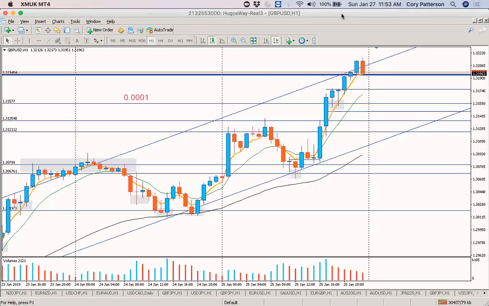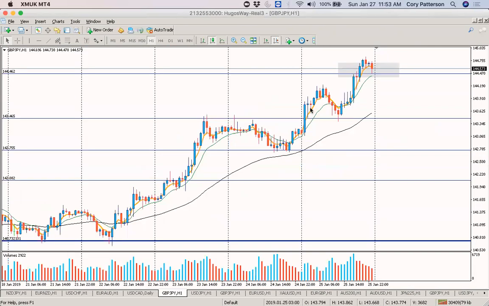So, what else? But the pairs that I'm going to be looking at this week is going to be GU, and I'm looking for it to go down again because the dollar's coming back strong because of the government opening.